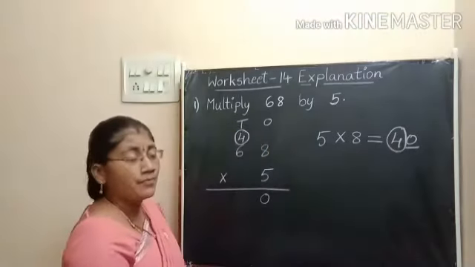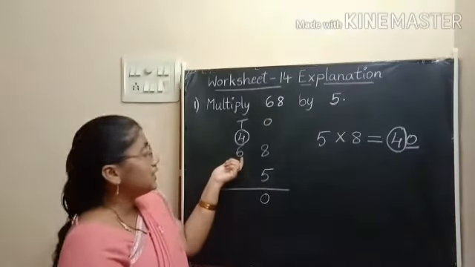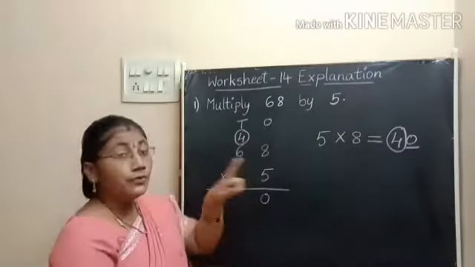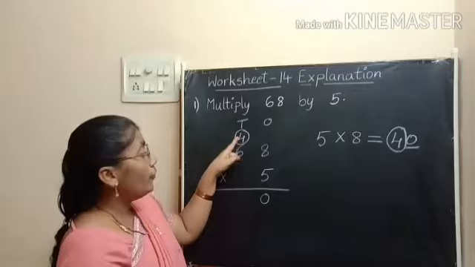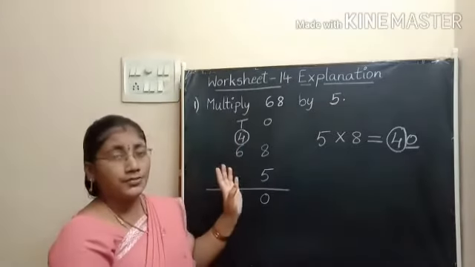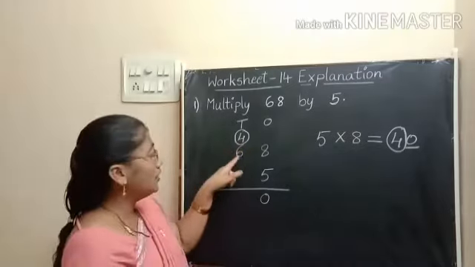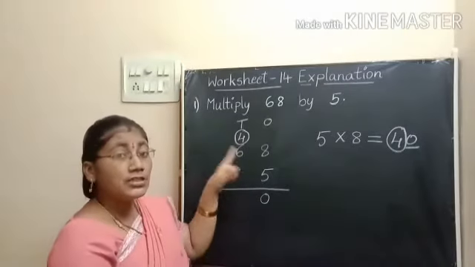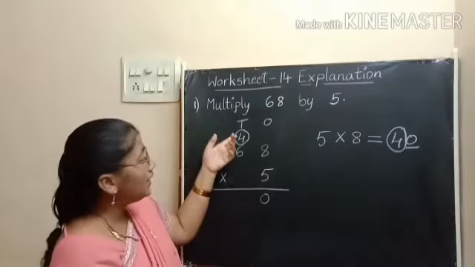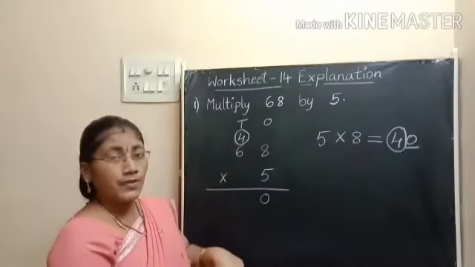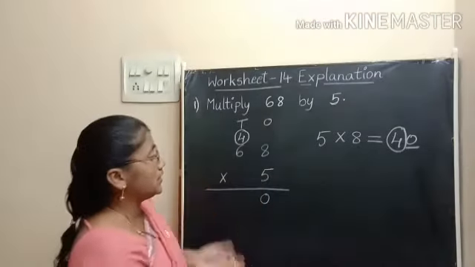Understood children? Then we have to multiply the digit in tens place with 5. We should not multiply 4, and we should not add 4 before multiplication. Before multiplication we should not add 4 with 6. First we should multiply 6 and 5. Then only we have to add the carry to that result.